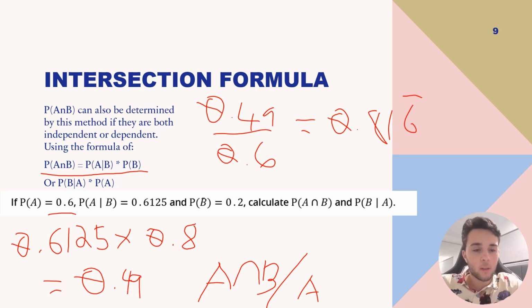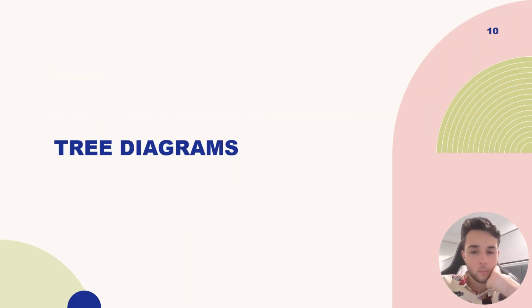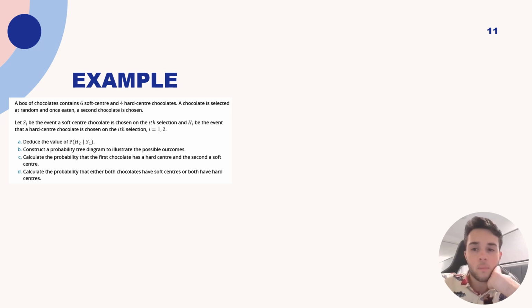So yeah, that's where you'll use this formula. If you're given A given B and you need to calculate A intersect B, it will be pretty useful to use it there. Next up, we have the tree diagram. This is one of the harder questions that you'll get given, but I might as well show you it now. A box of chocolates contains 6 soft-centered and 4 hard-centered chocolates. A chocolate is selected at random, and once eaten, a second chocolate is chosen. Let SI be the event.